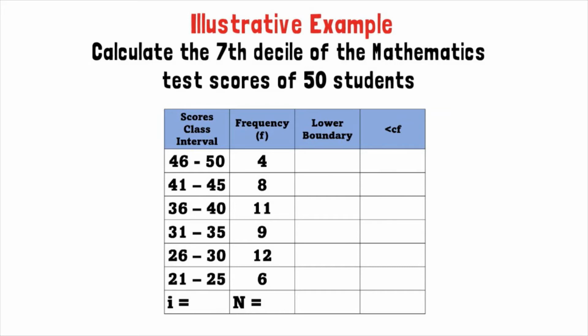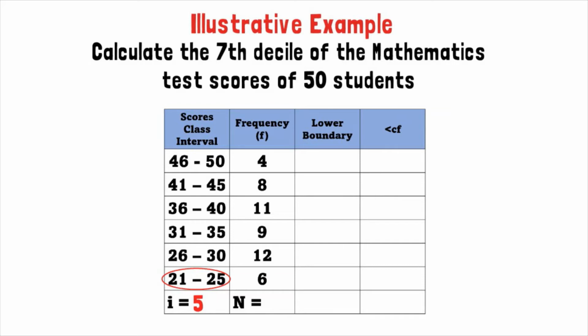The first thing we will do is identify the value of our class interval and our total frequency. To get the size of our class interval, we will start counting from the lower limit up to the upper limit. So we have 21, 22, 23, 24, 25. That means the size of our class interval is 5.